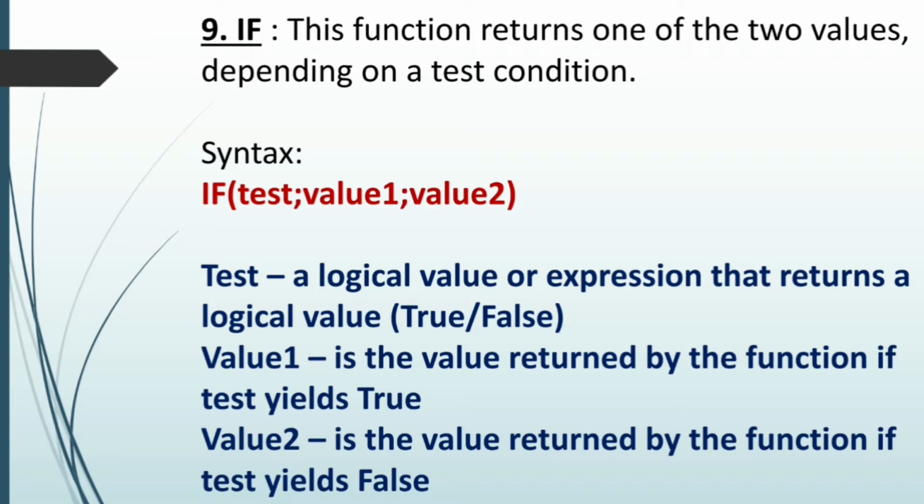Value 1 is the value returned by the function if test yields true. Value 2 is the value returned by the function if test yields false. So, this function would first test the condition given in test. If that condition is true, value 1 would be assigned to this function and returned. If the test condition is false, value 1 would be ignored, value 2 would be calculated and assigned to the function and returned by the function.